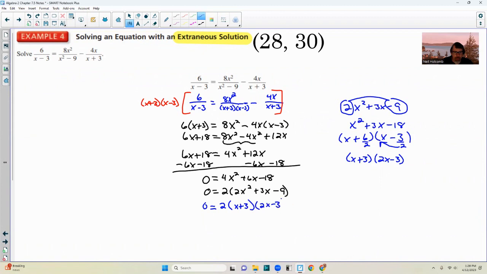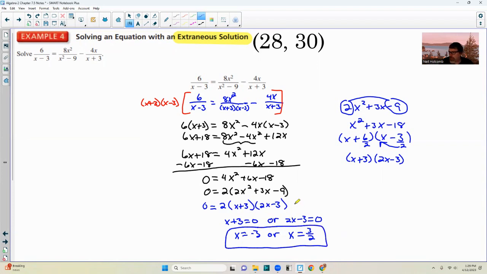So doing the zero product property, x plus 3 equals 0, or 2x minus 3 equals 0. So this is going to become x equals negative 3. And this is going to be add 3, divide by 2. So x is going to equal 3 halves. Okay, so great. We got 2 answers. There they are. x equals negative 3 or x equals 3 halves.